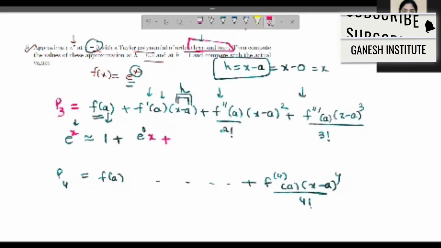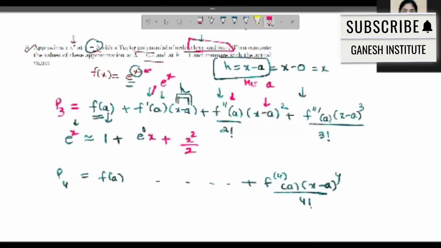Plus, yeah, then the double derivative. So here you had e raised to power x. When you do the double derivative, it is again e raised to power x. Again e raised to 0, that's again 1. Then this will be x squared by 2. A is 0.